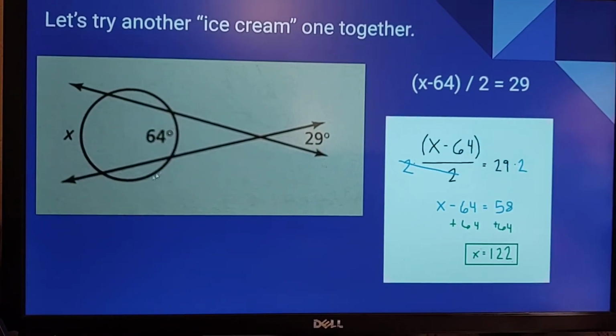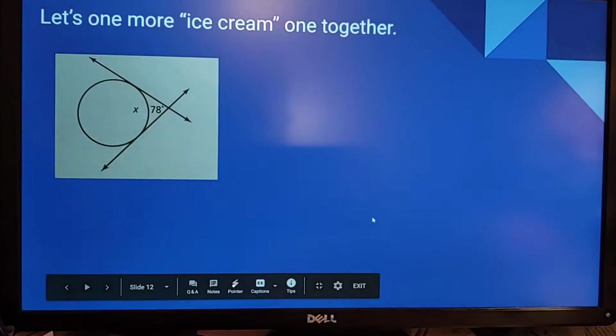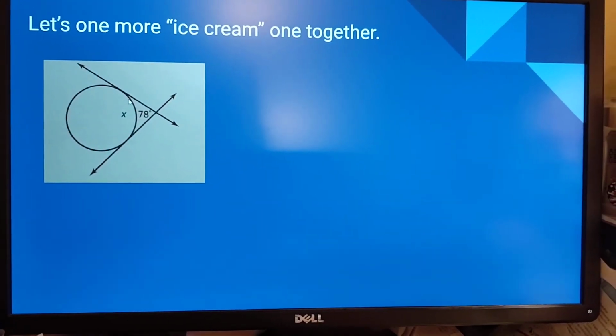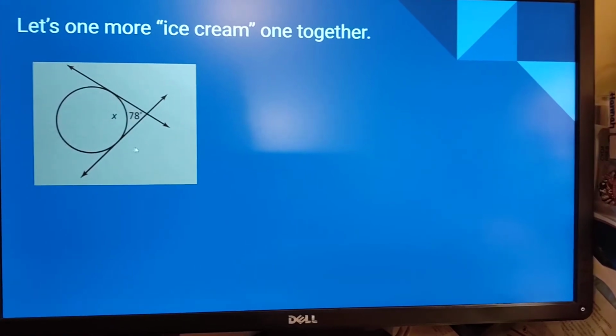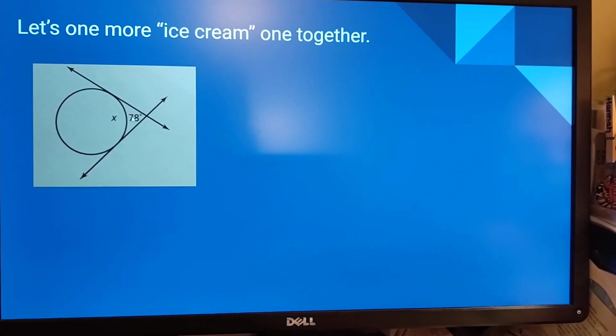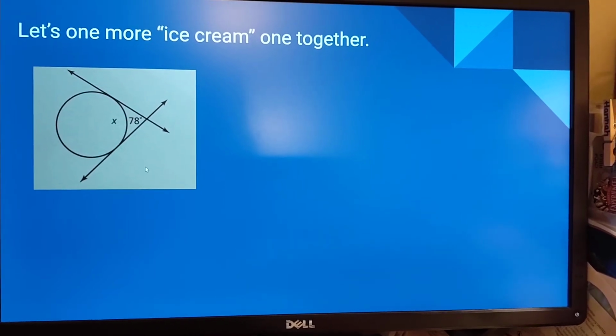Let's take a look at another example that can be a little complicated with this ice cream rule. All right, you're seeing there's the ice cream cone again, opening up. Uh-oh. Looks like I'm almost missing information here. So, let's see. This is 78 degrees. This arc is X.